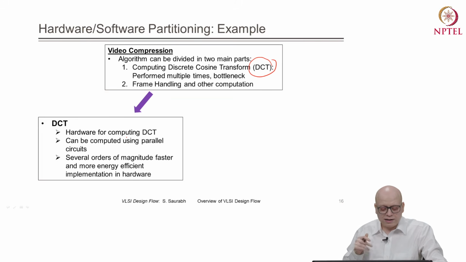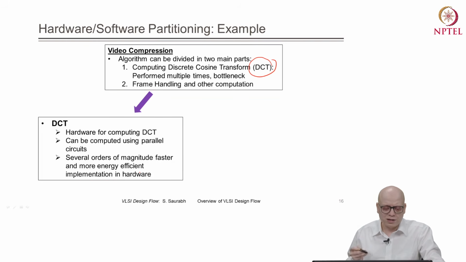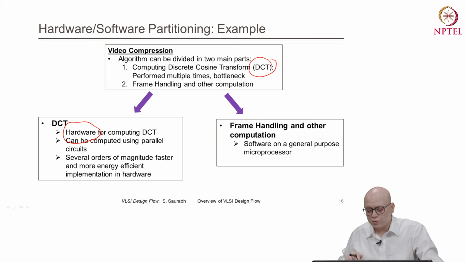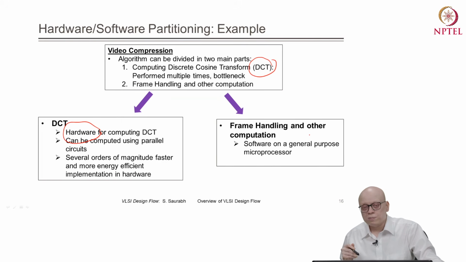And it can be several orders of magnitude faster and more energy efficient. We can optimize other QoR measures also, for example, energy efficiency or power dissipation required for the computation of DCT and other things. Those things can also be optimized in the hardware that we design. And the other part, that is frame handling and other computation, can be delegated to the software part, and that software will be running on a general purpose processor in the same system, right.